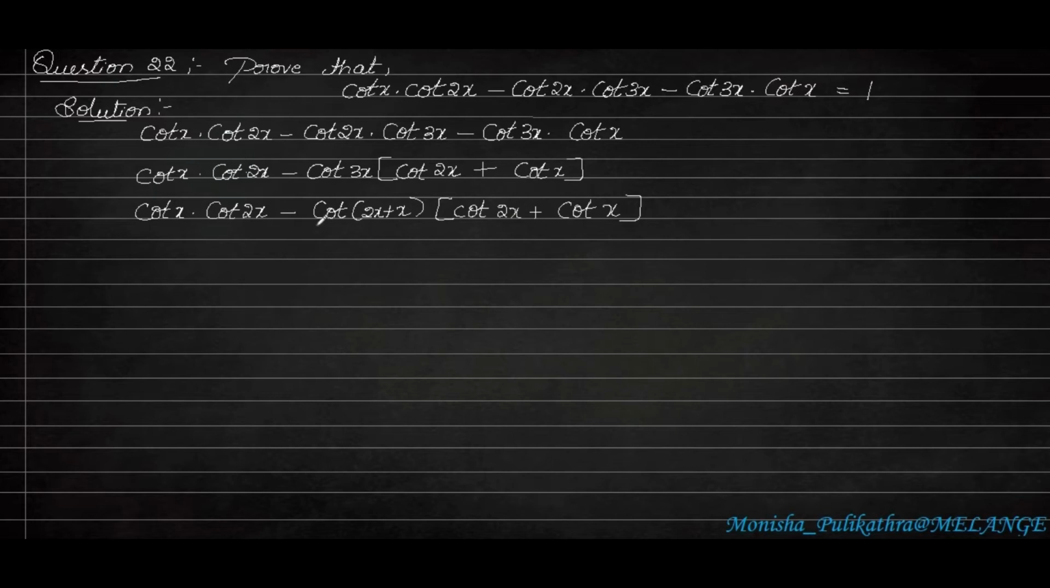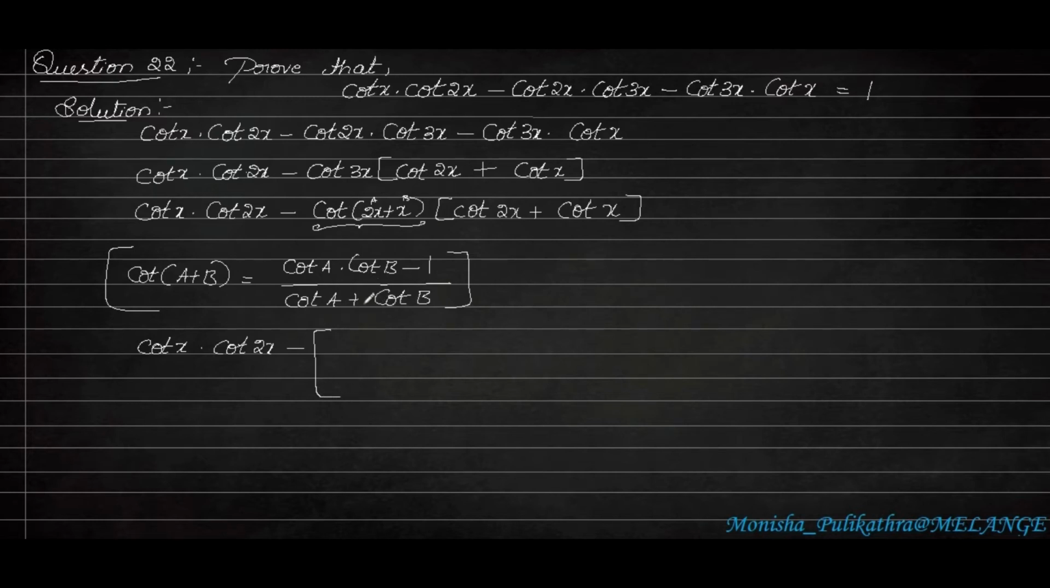Okay. So after this we have to introduce a formula for this, cot a plus b. Okay. So cot a plus b is equal to cot a into cot b minus 1 whole divided by cot a plus cot b. So this is the formula for cot a plus b. So here we have to introduce this formula, cot a plus b formula. Okay. So first term we have to write as it is, cot x into cot 2x minus. So in this place we have to introduce this formula.